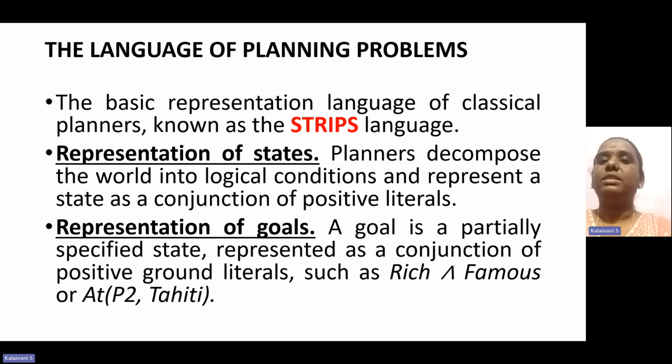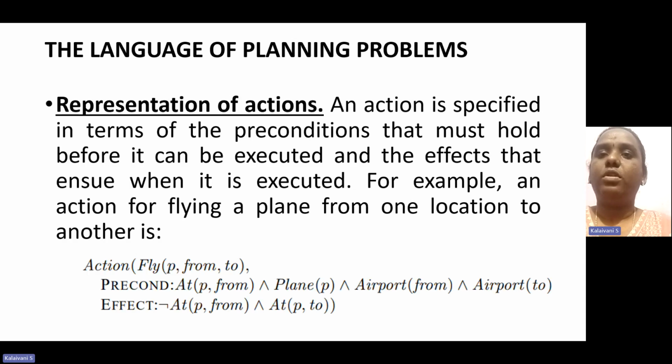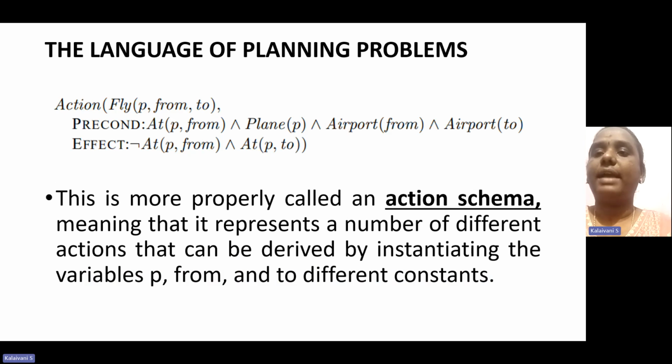States represent the actual states of that particular problem. The goal state represents the final goal, what we actually want to prove. The actions include all the conditions required to execute that particular plan. Apart from that, we have another one called action schema.